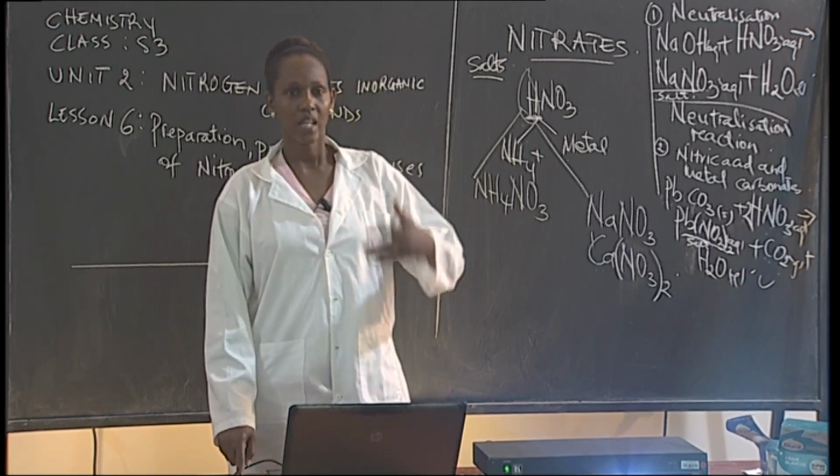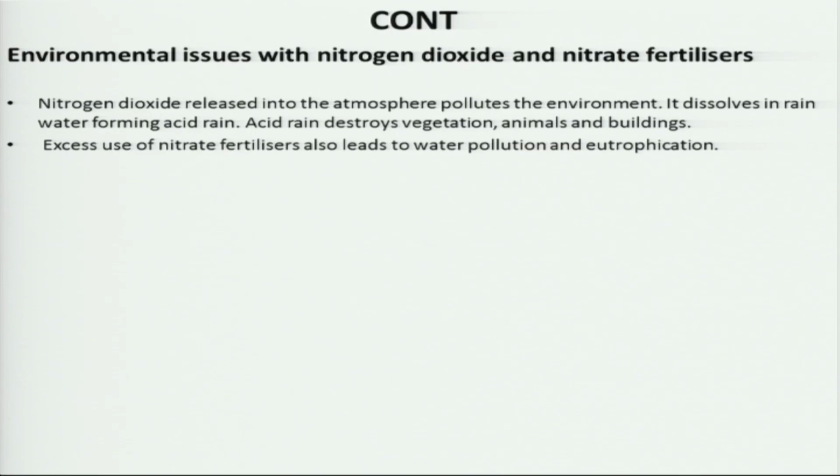Good. So the last point to talk about here is some of these nitrates and the nitrogen dioxide, as we discussed them in the previous lesson. Though we are saying they are very important, sometimes they are hazardous and are a big problem to the environment. So what are the environmental issues with nitrogen dioxide and nitrate fertilizers? One, the nitrogen dioxide released in the atmosphere pollutes the environment. How? When the nitrogen dioxide meets the rain, it forms acid rain. The acid rain comes and destroys vegetation, animals, and buildings. That is a disadvantage.